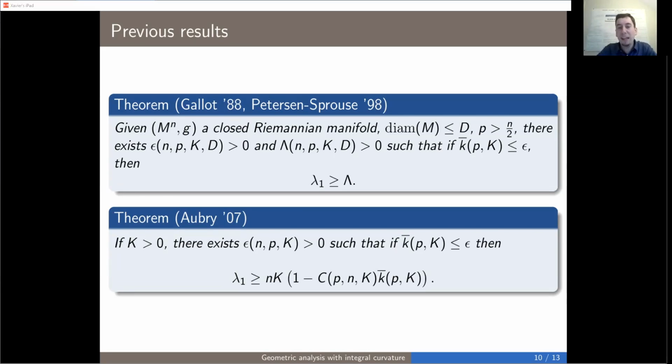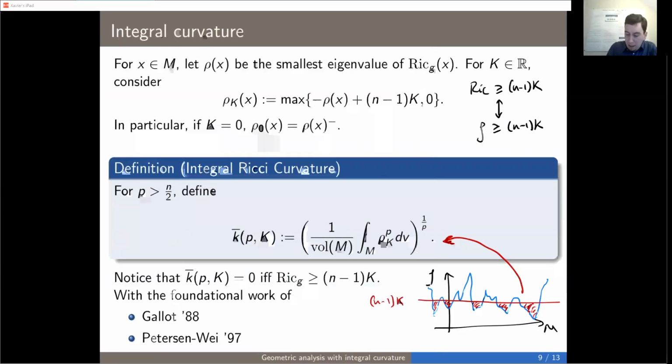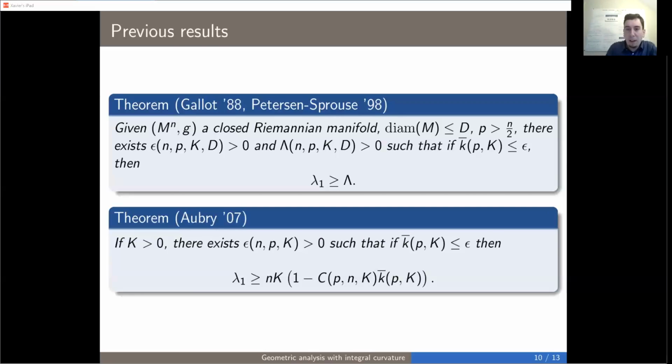Gallot and Petersen and Sprouse, they all proved Sobolev inequalities, where the constants depended only on these kind of curvature assumptions. And from there, you can actually derive an estimate on this lambda 1, on this first non-zero eigenvalue of the Laplacian, as follows. So if you have a closed Riemannian manifold, again, we're going to assume that you have some diameter bound, and then just for technical reasons, we're going to assume that p is bigger than n/2. So p is the power that appears here, right, for the integral curvature.